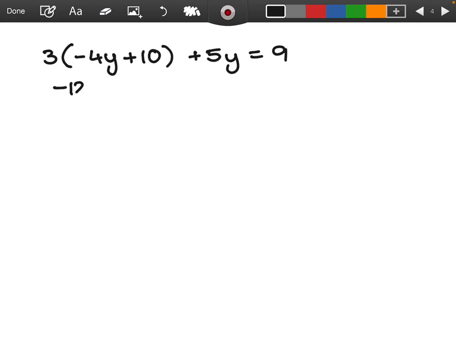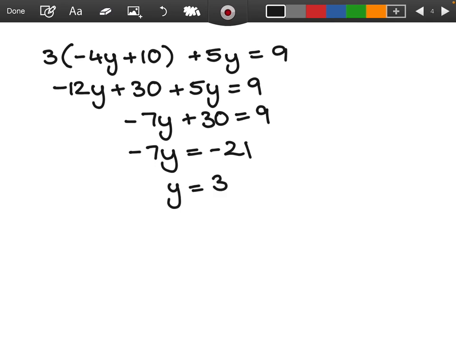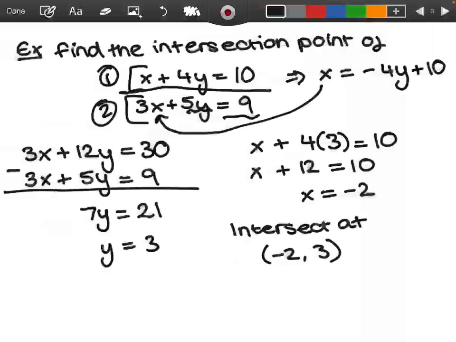Okay. If I distribute this out, I get negative 12y plus 30 plus 5y is equal to 9, which gives me negative 7y plus 30 is equal to 9. I'm then going to subtract 30 from both sides, and then I divide through by negative 7. That still gives me the exact same y value that I got when I did this the first way around.